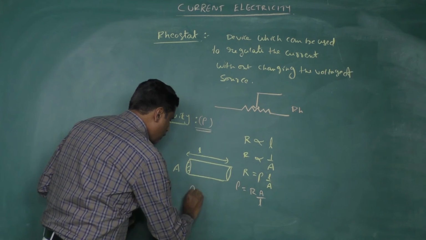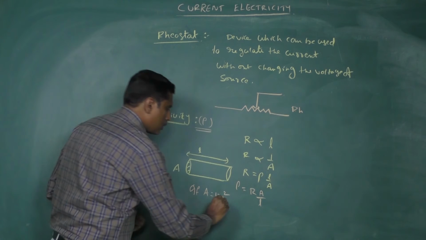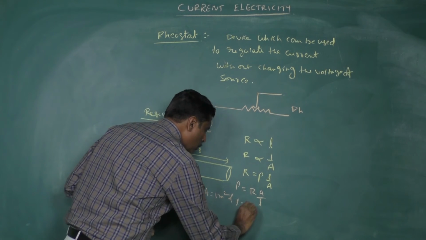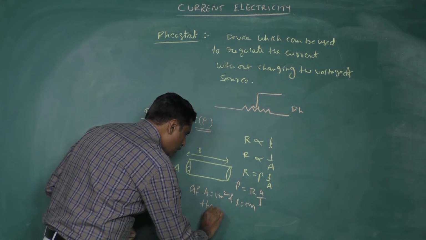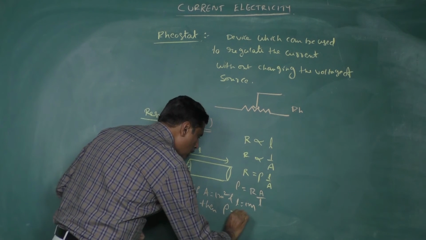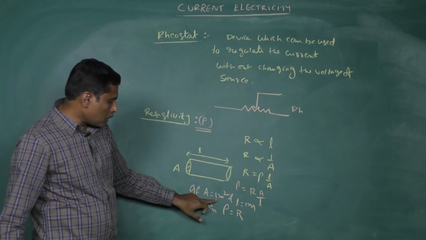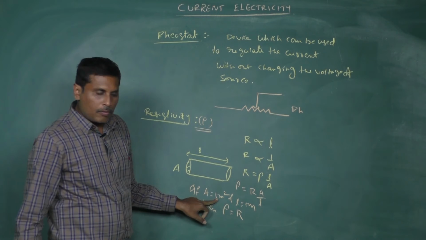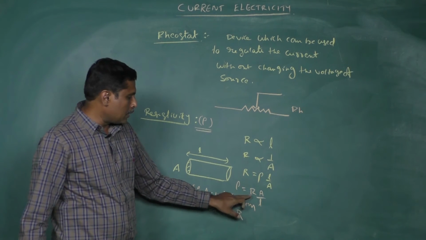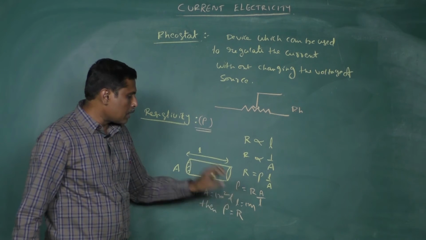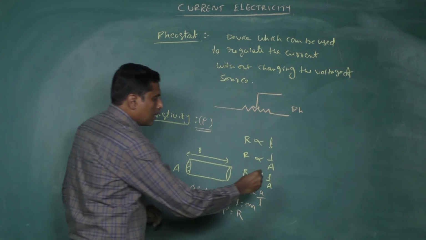That is, if A is equal to 1 meter square and L is equal to 1 meter, then we can write rho is equal to what? R. Rho is equal to R. The current passing through a conductor of unit cross-sectional area and of unit length, then the resistance is called the resistivity of the conductor. Rho is equal to R.